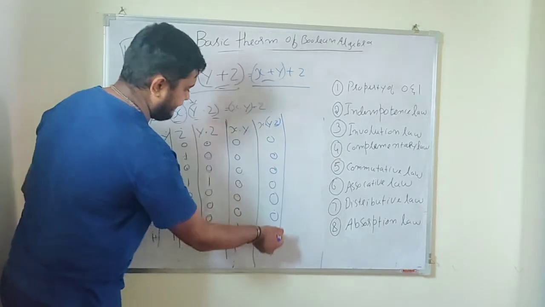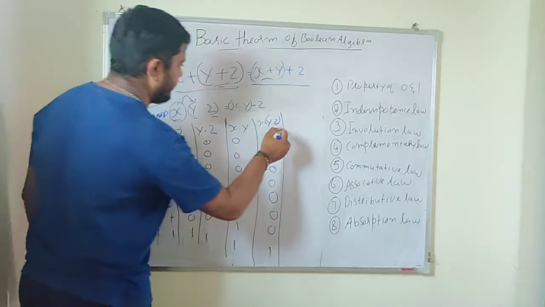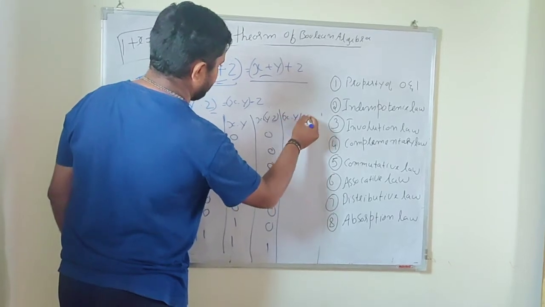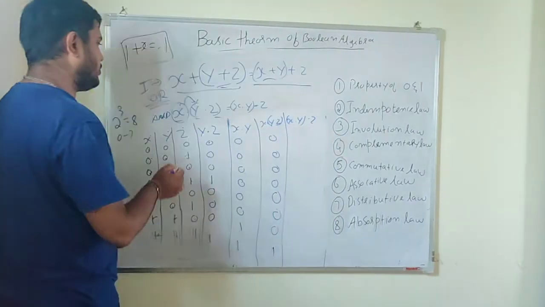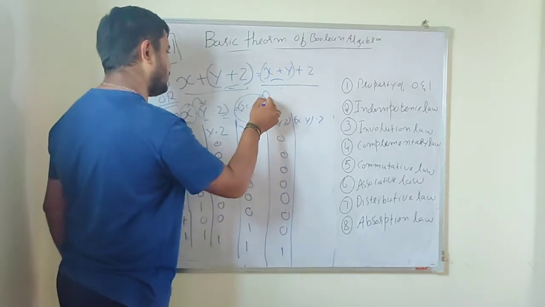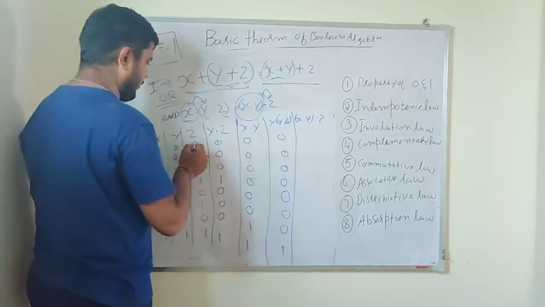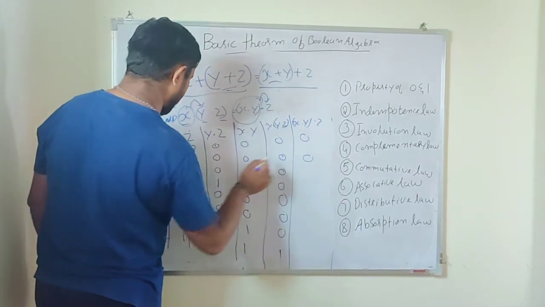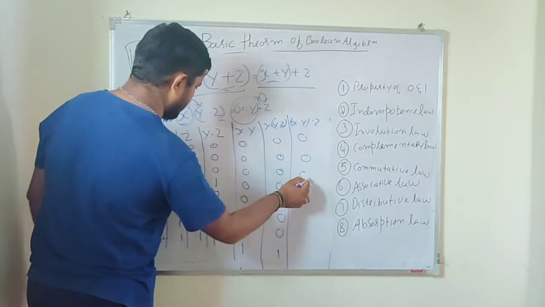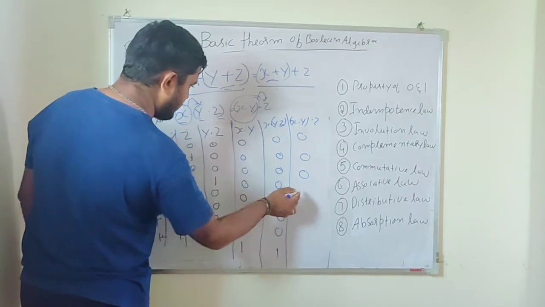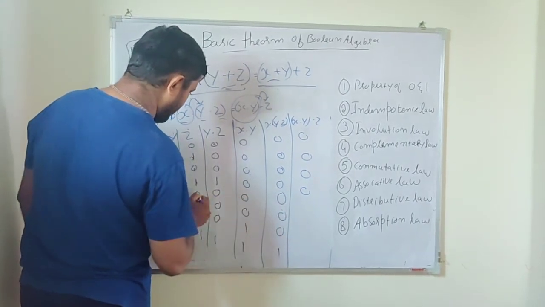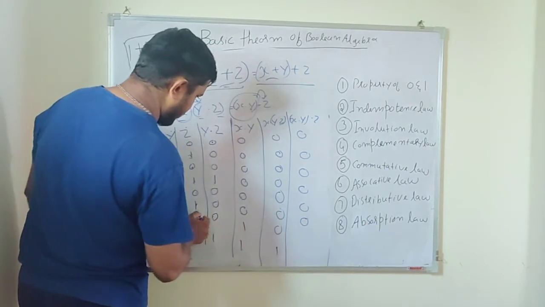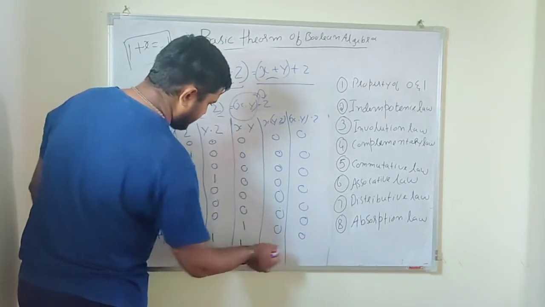So next again, x into y into z. Now what we should do? We should multiply xy into z column. So xy 1 0 0 is 0. So 0 1 is 0. 0 0 is 0. The 1 0 is 0. 0 0 is 0. 0 1 is 0. 0 0 is 0. 1 1 is 1.